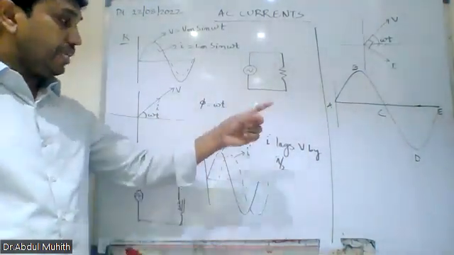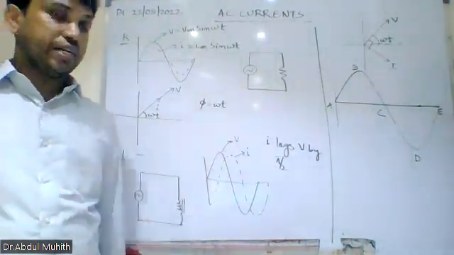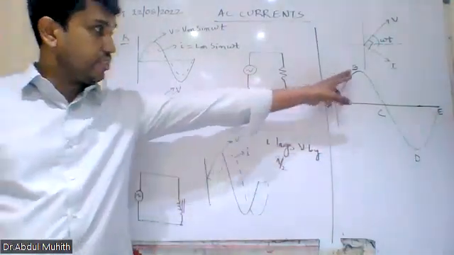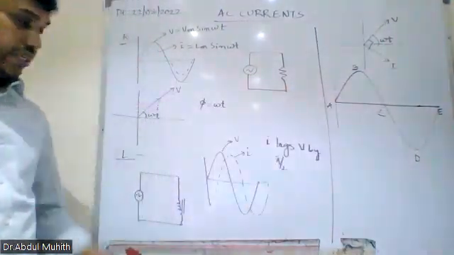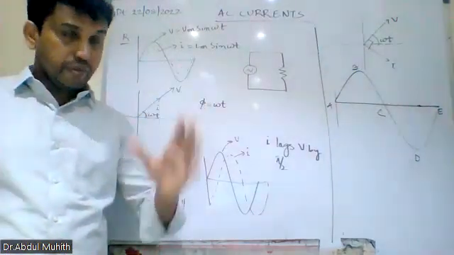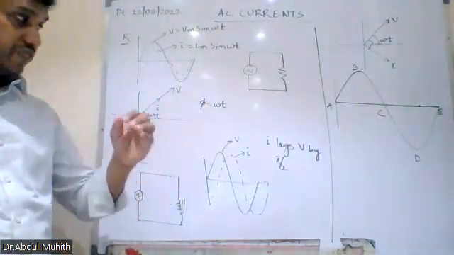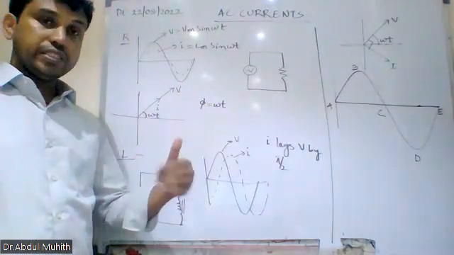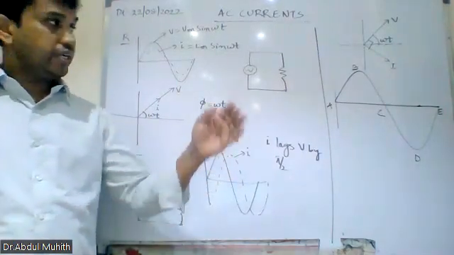Then what happens from B to C? It starts demagnetizing. From B to C, the inductor starts demagnetizing, and the flux will become zero, and the energy is released. Is that clear? The energy is being released.